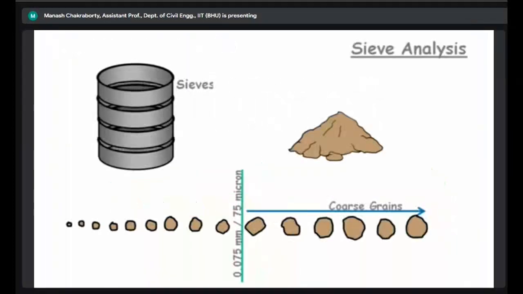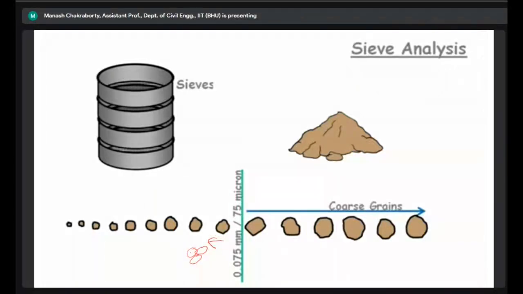And for the particles which are less than 75 micron, we will not perform sieve analysis; we will perform hydrometer analysis. Why? What is the problem in performing sieve analysis? Because these particles which are less than 75 micron are very small, and first of all, they don't look like angular or spherical particles. They are quite charged particles. They actually flock together with each other, right?